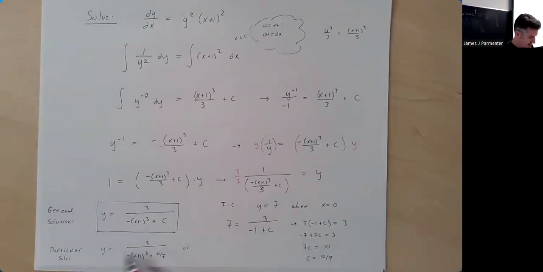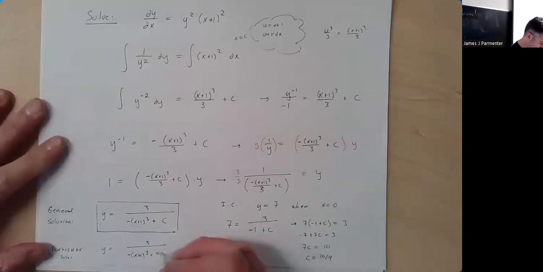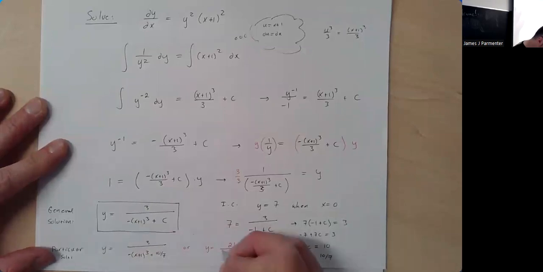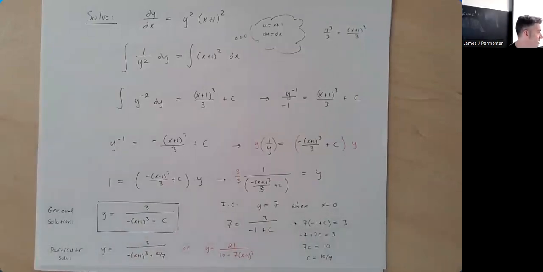So you might think this is your nice answer, but your textbook might say, well, I'm going to multiply the top and bottom by 7 and say it's y equal to 21 over 10 minus 7 times x plus 1 cubed. They might write it that way instead. So just be aware of that if you're trying to actually see an answer and it looks different than what you were kind of expecting.